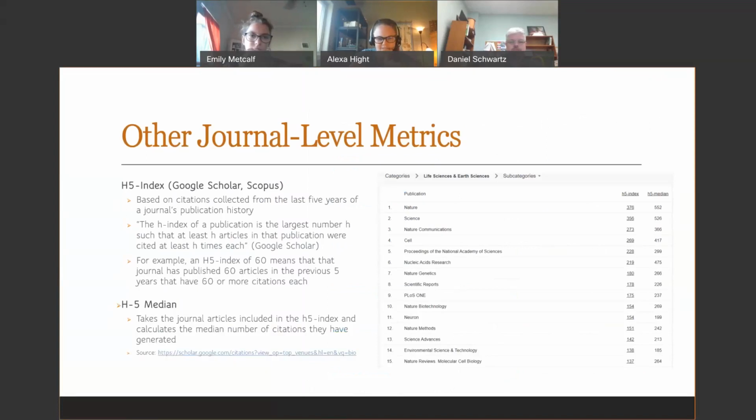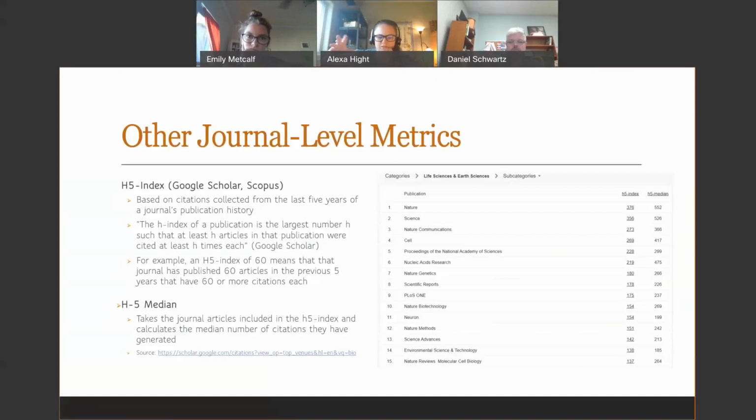So the H5 index looks at the last 5 years of the publication's history. An H5 index of 60 means that the journal has published 60 articles in the previous 5 years that have 60 or more citations each. So if you look at Nature, an H5 index of 376 means that in the last 5 years, 376 articles have been cited at least 376 times, which is a lot.